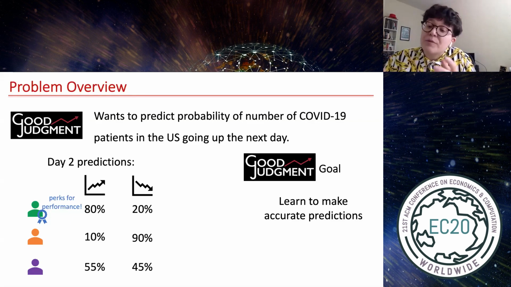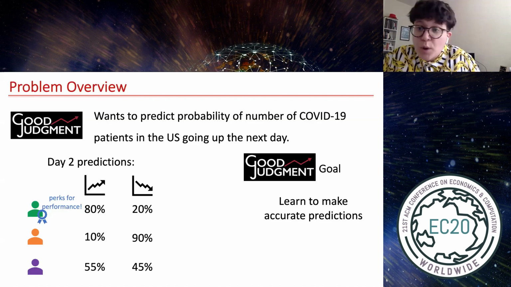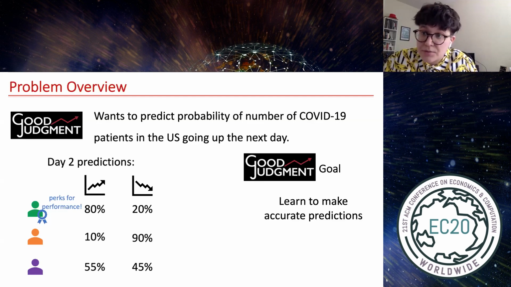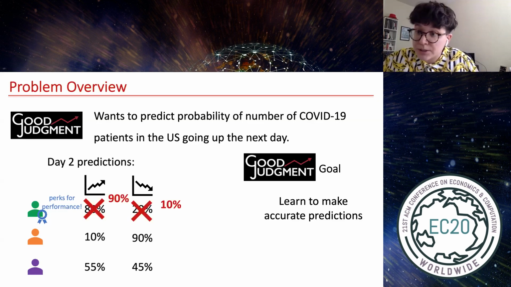Now, the problem that these motivations, these perks have, is that they might actually create perverse incentives from the perspective of the forecasters. What do I mean by that? If you are a forecaster that believes very highly, with probability 80-20, that the number of COVID-19 patients will go up in the next day, then you might have an incentive to actually tweak your predictions a little bit.